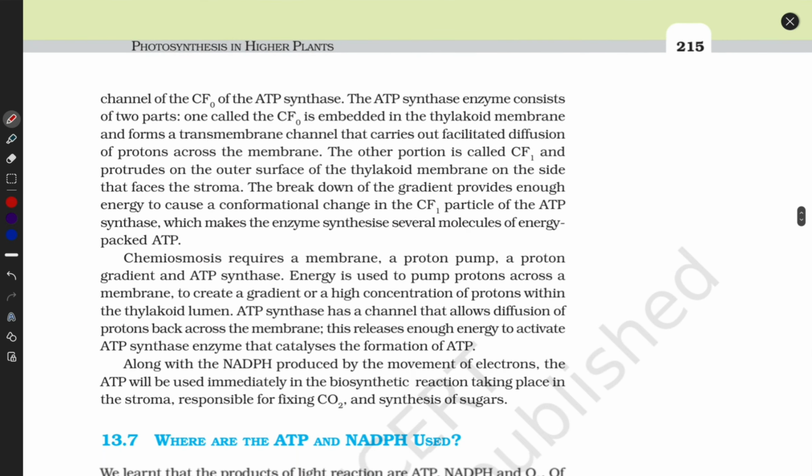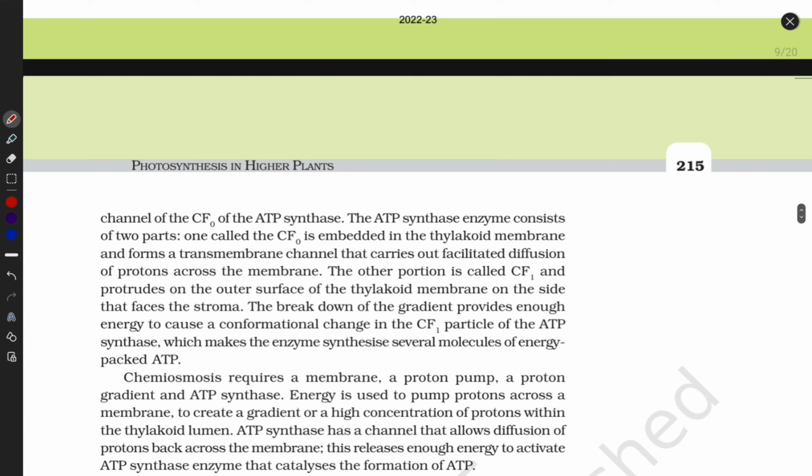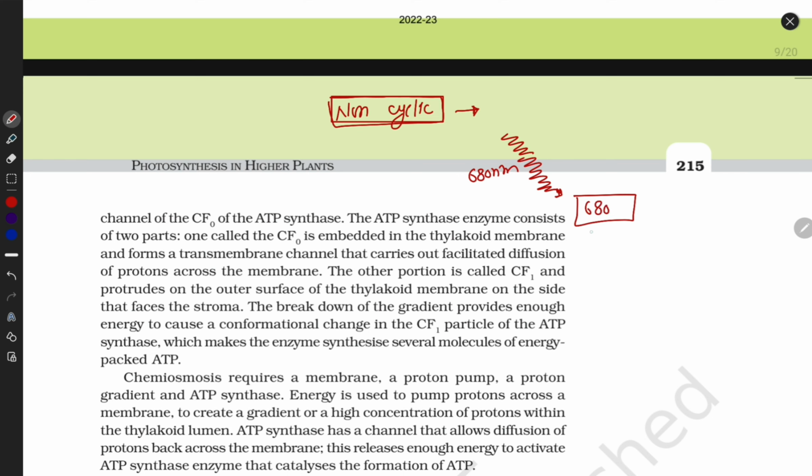If someone asks the difference between non-cyclic and cyclic, what do you say? You have to be clear on multiple terms. In non-cyclic photophosphorylation, you have to remember the pathway. Light comes, with what wavelength? 680 nm, and it is absorbed by photosystem II, P680. Second, their electron is excited, and it is taken by the electron acceptor.